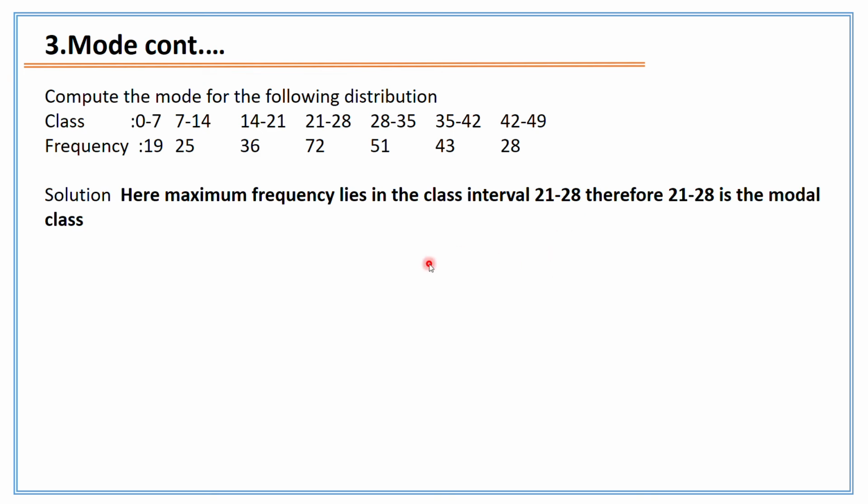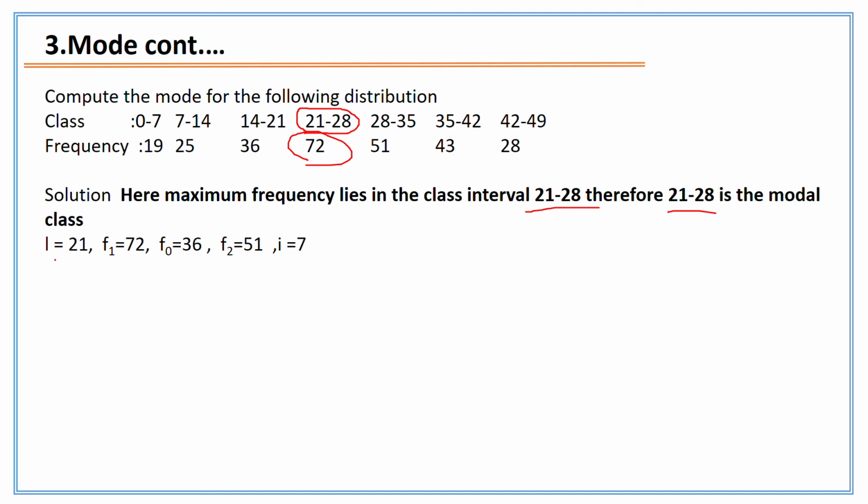So here, as I told you earlier, when you have to identify the modal class, you have to see the class having the highest frequency amongst all. So here you can see that out of 19, 25, 36, 72, 51, 43 and 28, 72 is the highest value. So my modal class is 21 to 28. Now I will put my formula. So here the maximum frequency lies in the class interval 21 to 28. Therefore 21 to 28 is the modal class.